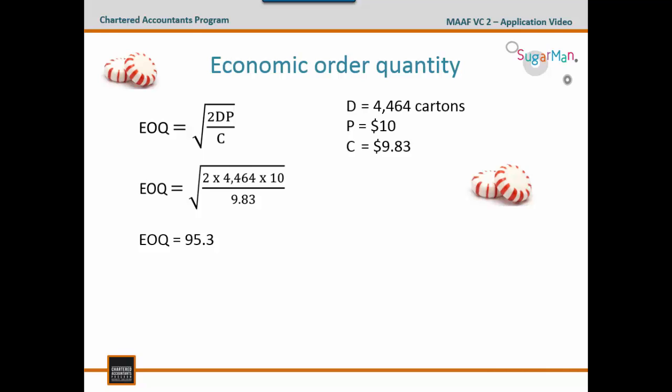This is not the final answer for EOQ. The order quantity is based on cartons, and you can't order 0.3 of a carton. But if you round this to the nearest carton, that won't necessarily give the correct answer either. In this case, the closest round number is 95. But when calculating EOQ, you should always round up to the nearest whole number, as if you rounded down, you wouldn't purchase enough units to meet the demand. Therefore, in this case, the answer would be 96 cartons.